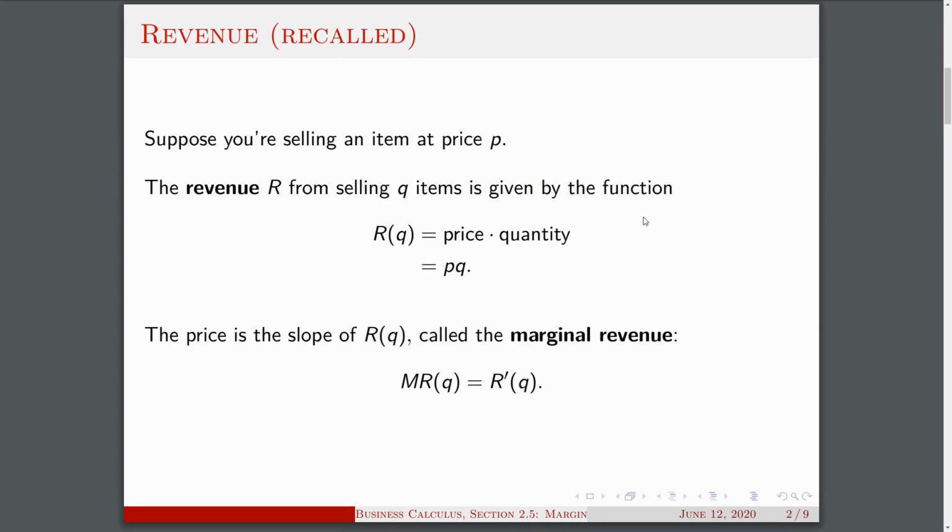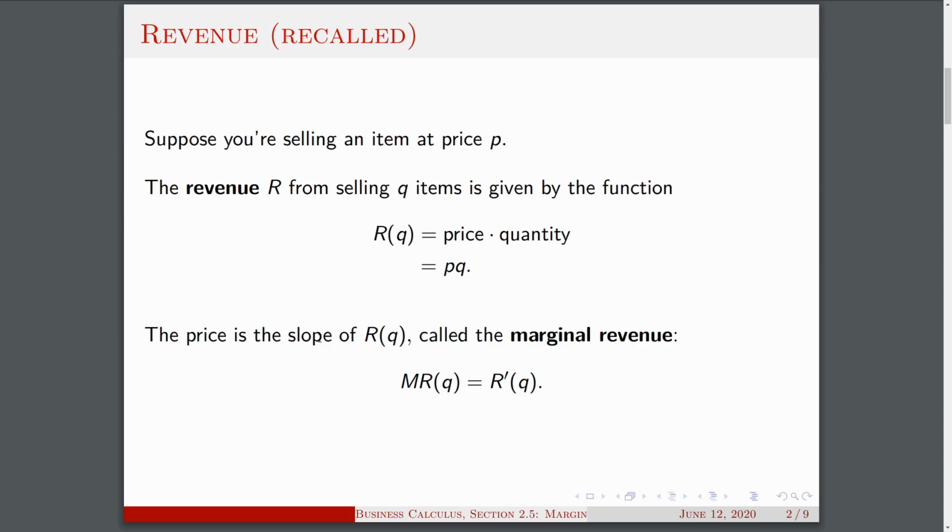So let's get started. Okay, so remember what revenue is. That's the amount that we take in from selling. Does not include our costs. It's just the amount that comes in that we take in. And we have a formula for that. It's price times quantity, which means if we fix the price, the function looks like this. It looks like P times Q. And we think of this as a function of quantity. So quantity is the variable. Price we're thinking of just as being a number, being fixed.